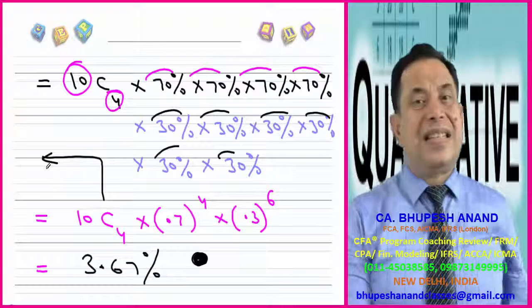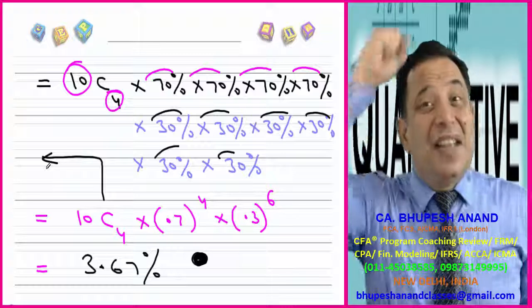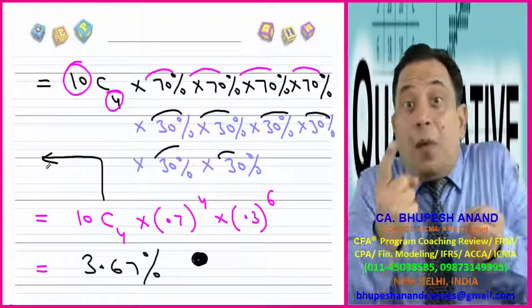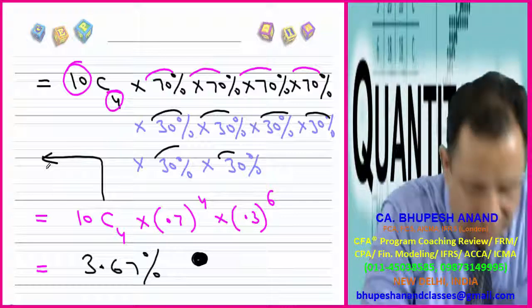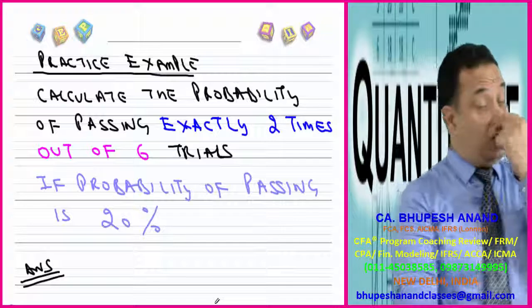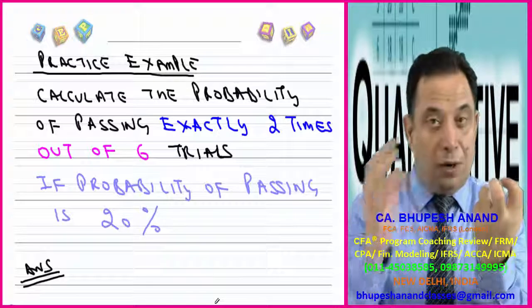So 3.67% is the probability that I will win exactly 4 matches out of those 10 matches, if the probability of winning is 70% and the probability of not winning is 30%. So let's have a practical example in this Bernoulli distribution. I repeat, I am discussing binomial distribution and Bernoulli distribution.